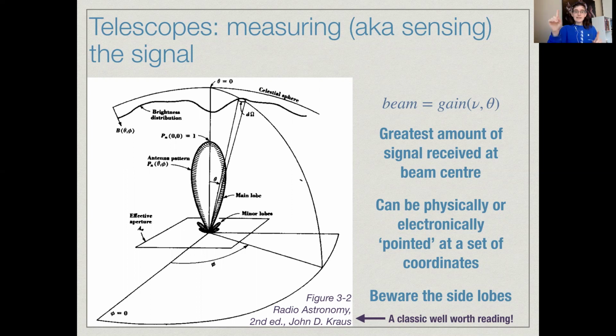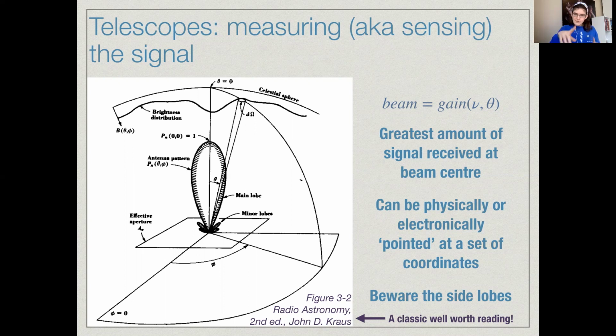Now, the sensitivity peaks at the center and drops off as you move away until you get to the first null, at which you have no response. But beware, beams can also have minor lobes, often called side lobes, and these can have non-negligible responses. So when you hear people talking about an FRB detection potentially being a side lobe detection, that's what they're referring to.